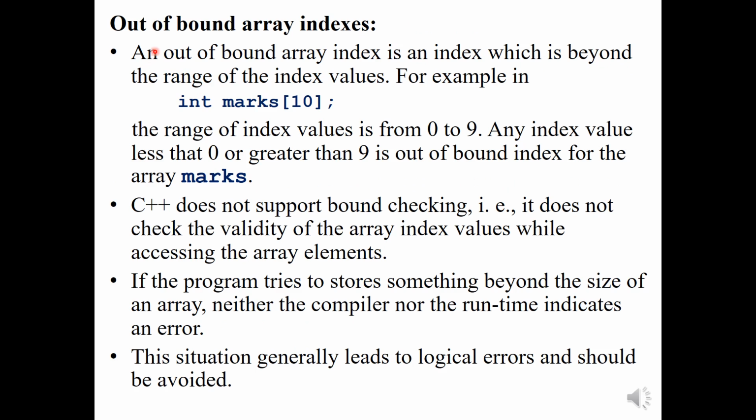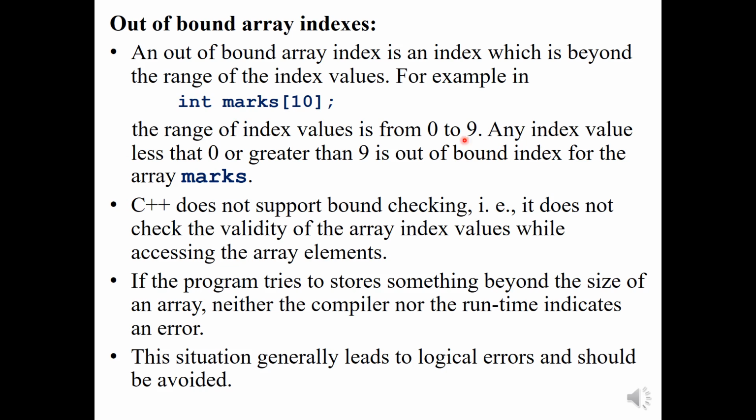Now, out of bound array indices, that is a very important thing. What is an out of bound array index? It is an index which is beyond the range of index values. Suppose you have defined my index values go only from 0 to 9, or you have 10 elements. So my index will go 0, 1, 2, 3, 4, 5, 6, 7, 8, 9. These 10 values. So the range of index value is 0 to 9.